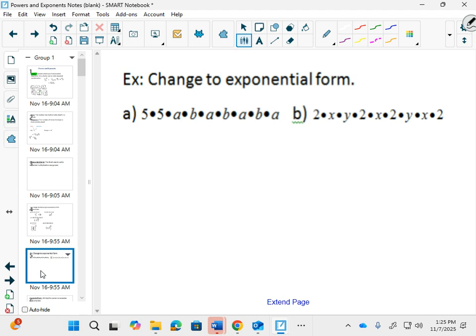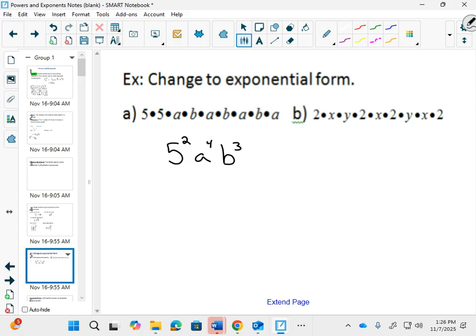Let's do the numbers first. How many 5s are there? 2. So we could write the 5s as 5 with a little 2. How many A's are multiplied together? You see there's 4 of them, so we could write a little 4 with the A's. How many B's are multiplied together? 3. So this would be exponential form. And when you have a lot of exponents, it cleans things up. Before, it was super long showing all the multiplication. It groups things together and makes it easier to understand and work with.